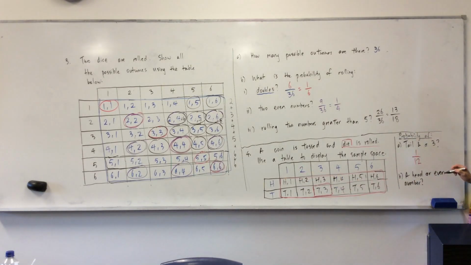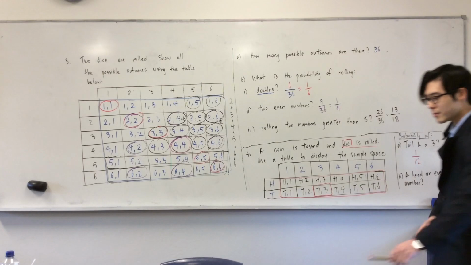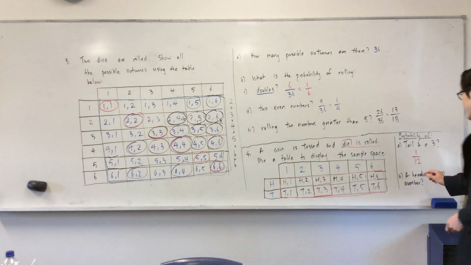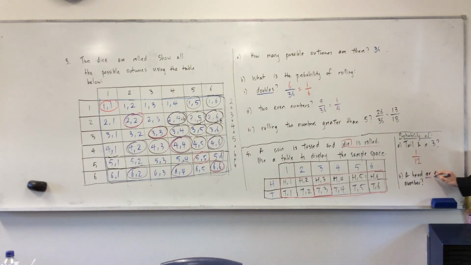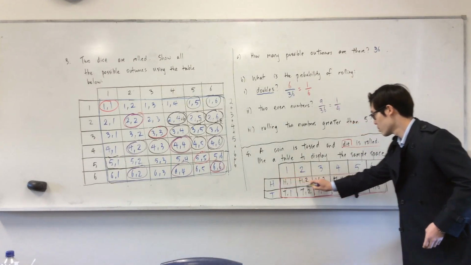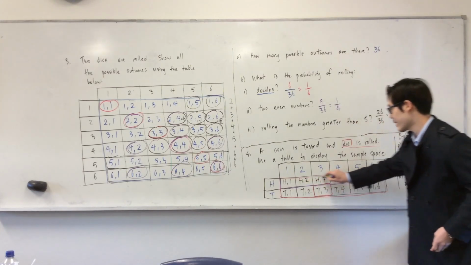Okay? Now, this is a tricky question. What's the probability of getting a head or an even number? If it says or, you have to count all the outcomes with head or even. So everything with head and even, count them up. So, how many heads are there? There are 6. That's all of these are heads.